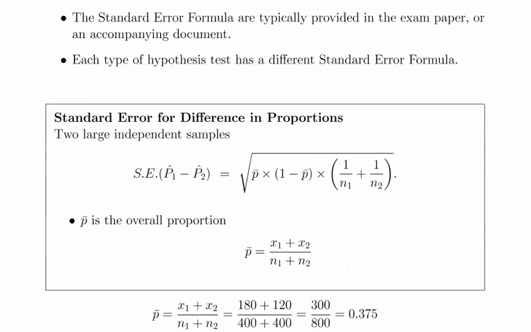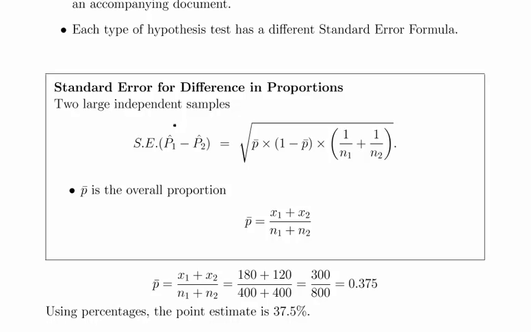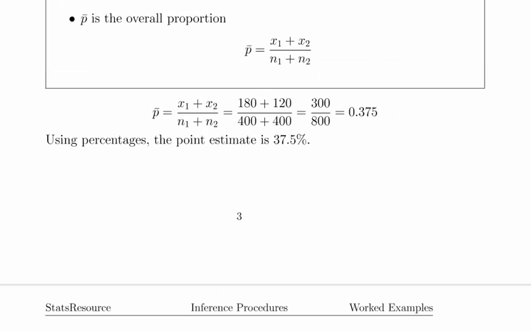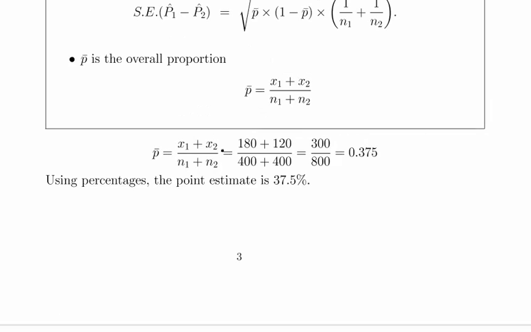The standard error formula is usually written in the back of the exam paper, but it's based on the two sample sizes and the overall proportion. The overall proportion is the number of voters who are going to vote for the Conservative Party, and we're not really looking at the age groups. We're just considering them as one combined sample. We've interviewed 800 people, older and younger, and out of that 800 people, 300 of them are going to vote for the Conservative Party. So that is 0.375, which is 37.5%.